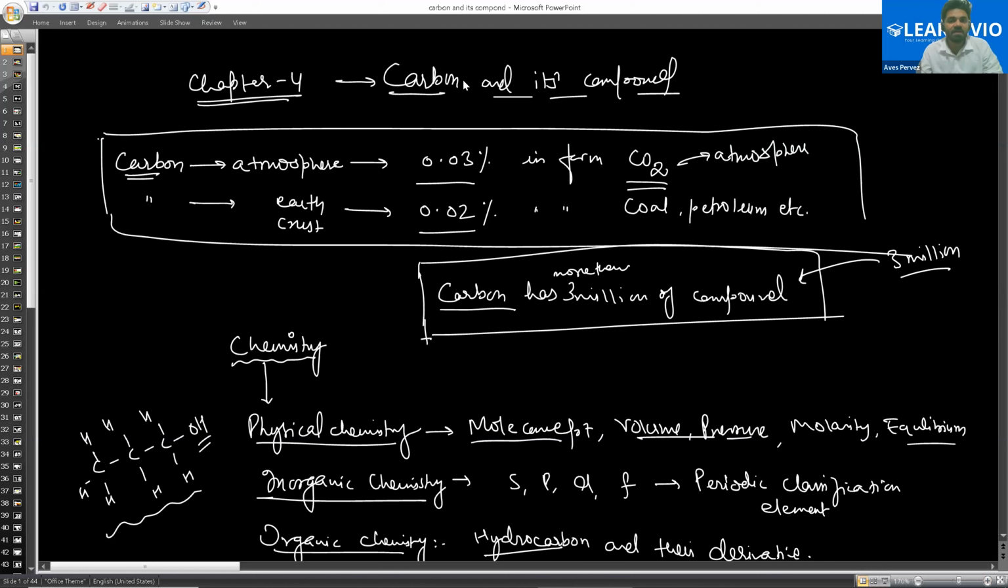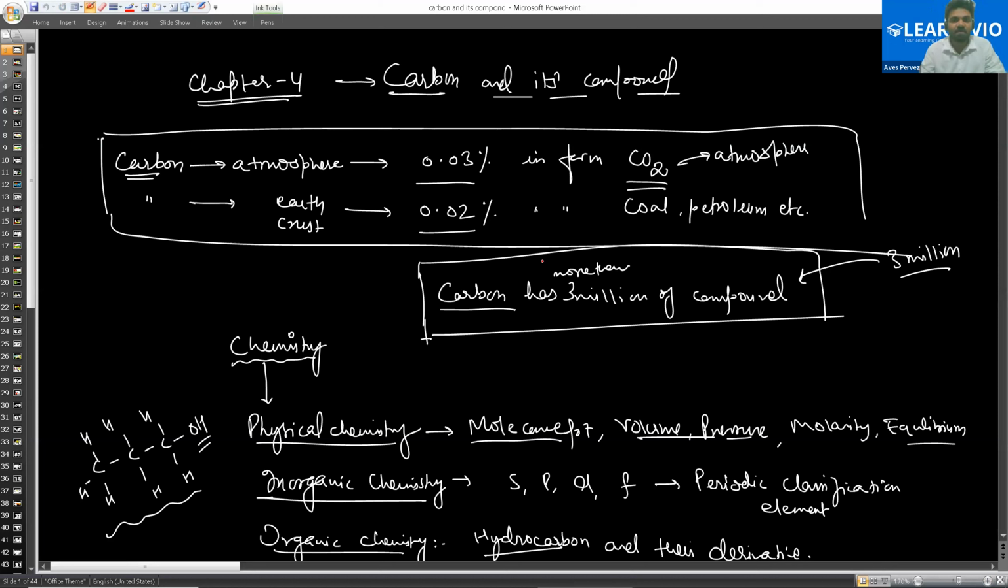First of all, in the carbon and its compounds chapter, carbon is very versatile in nature. Why are we specially studying carbon and its compounds, why not aluminium and its compounds, why not sulfur and its compounds, why not silicon and its compounds? We're going to discuss it later.